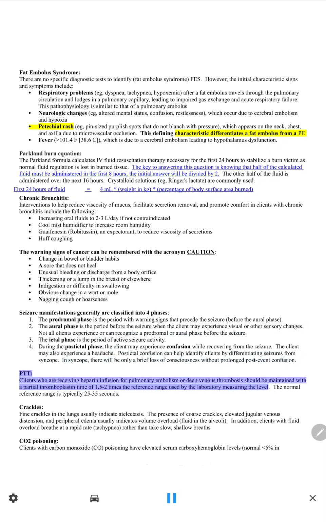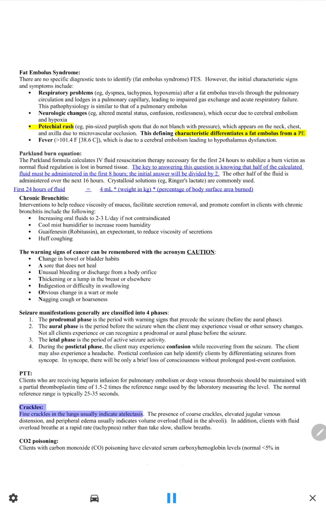PTT. Clients who are receiving heparin infusion for pulmonary embolism or deep venous thrombosis should be maintained with a partial thromboplastin time of 1.5 to 2 times the reference range used by the laboratory measuring the level. The normal reference range is typically 25 to 35 seconds.